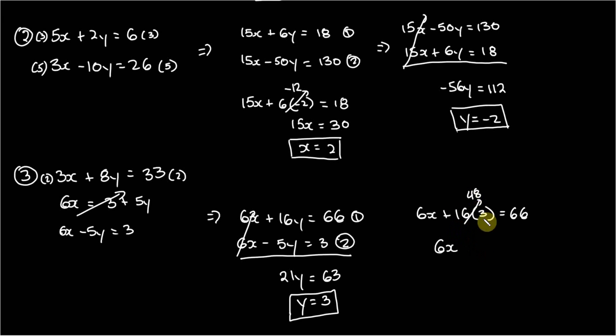And we can subtract 48 from both sides. 66 minus 48 is going to be, well, 2 gets us to 50, so it's going to be 18. And now we just divide by 6 on both sides, and then x is going to equal 3. So y equals 3, x equals 3.